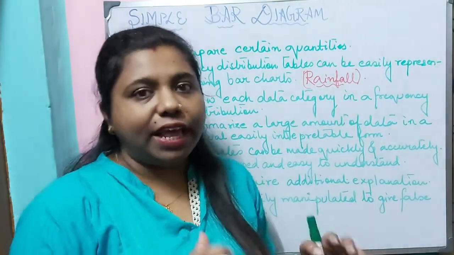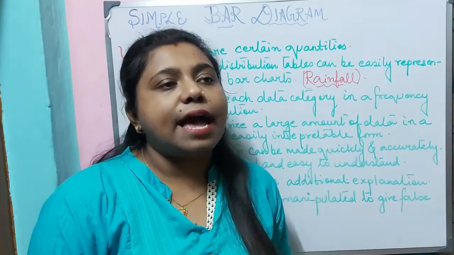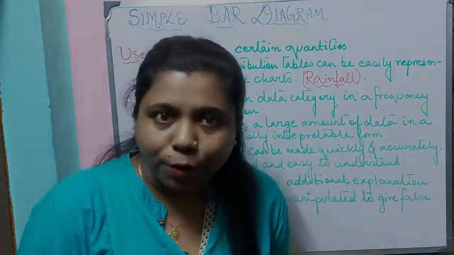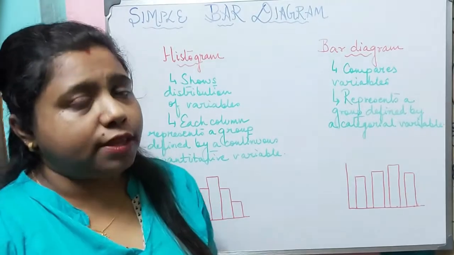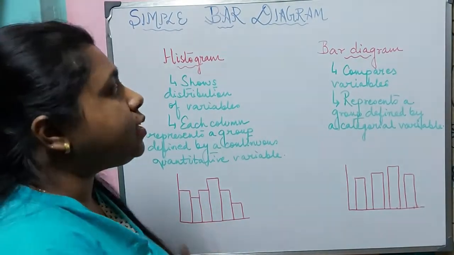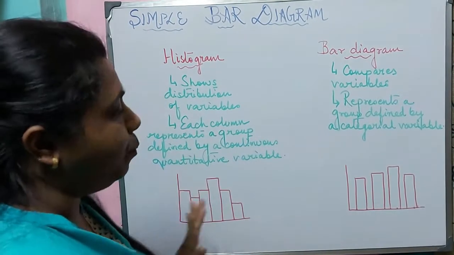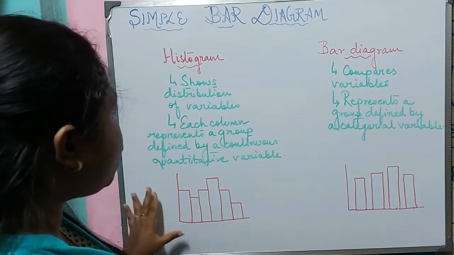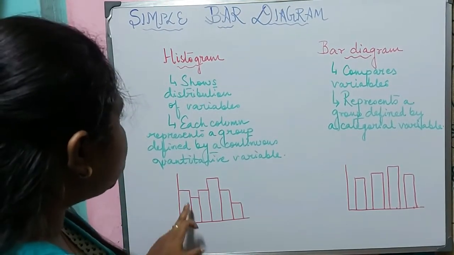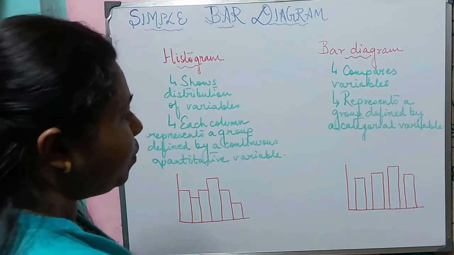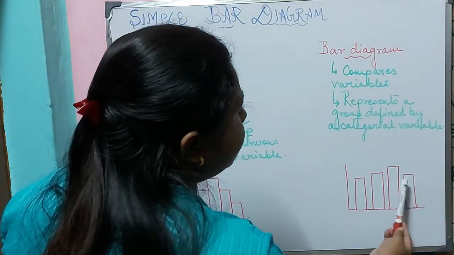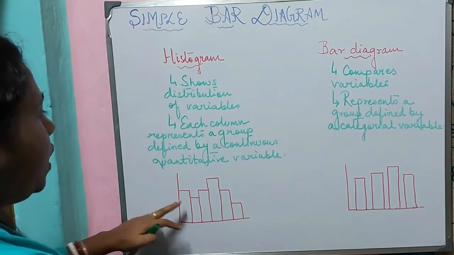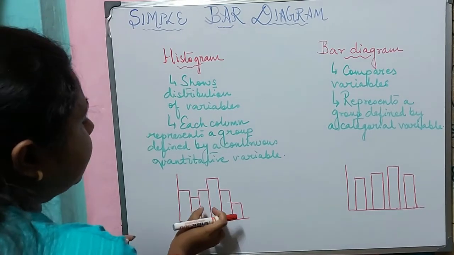Now let us know a very common question that most of the time the examiners ask: what is the difference between a histogram and a bar diagram? You can see these are the diagrams of a histogram and a bar diagram. In a histogram, it is showing the distribution of variables, but in the bar diagram we can easily compare the variables. In a histogram, each column represents a group defined by a continuous quantity variable.